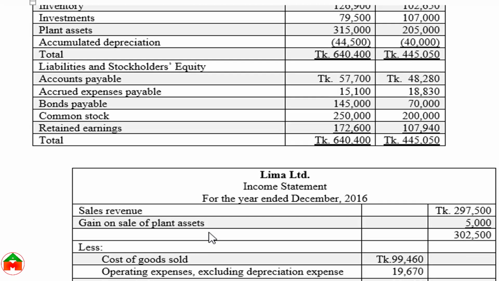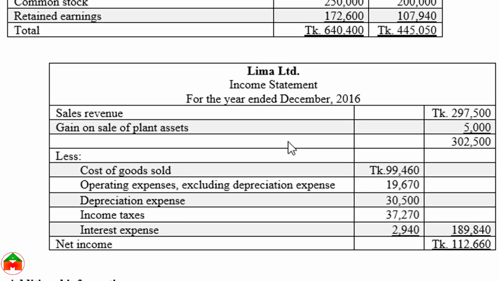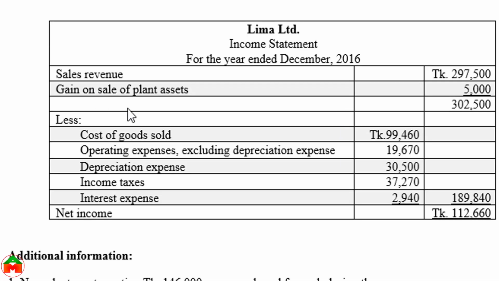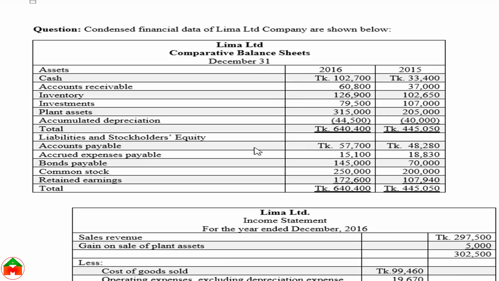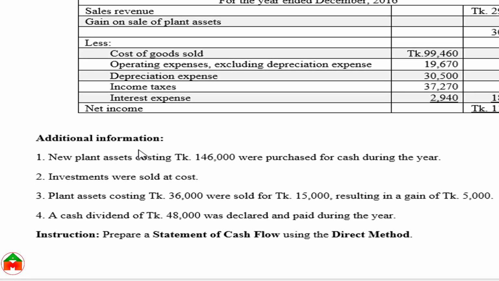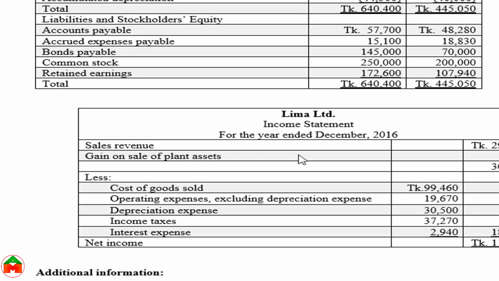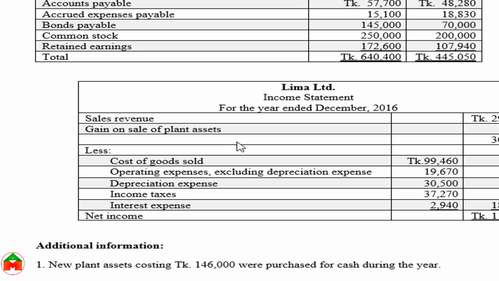In the question, along with the comparative balance sheets there will be an income statement, the current year income statement. Here we can see the income statement for the year ended December 2016. This is the income and these are the expenses. From this income statement and from this comparative balance sheet we will prepare the cash flow statement. With these two pieces of information, the comparative balance sheet as well as the income statement, there will be some additional information. Whenever we consider any items in the comparative balance sheets as well as in the income statement, we should also focus on the additional information if there is any clear indication or any clear explanation of any item.